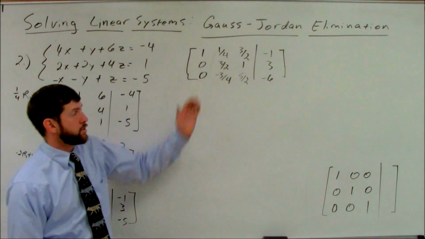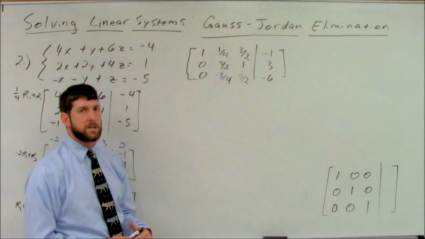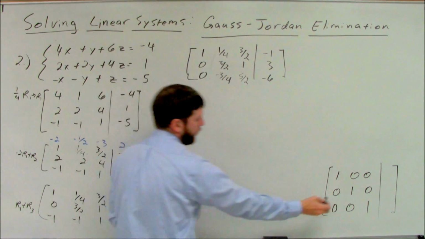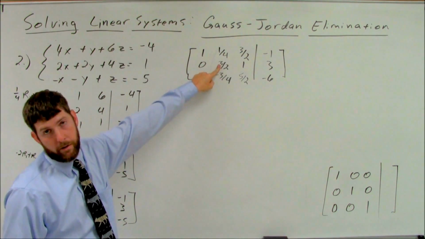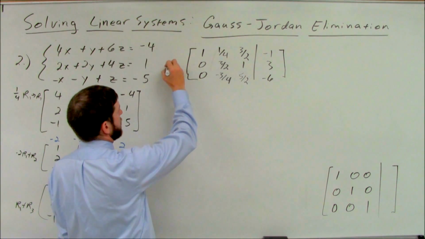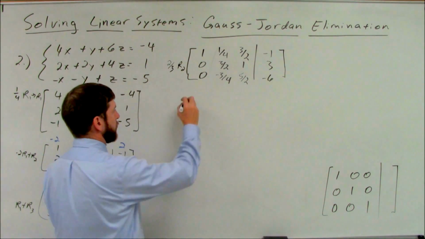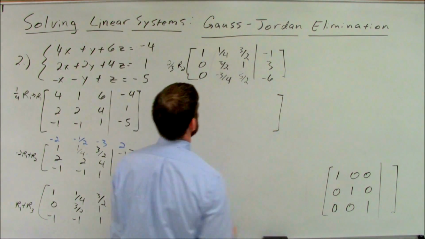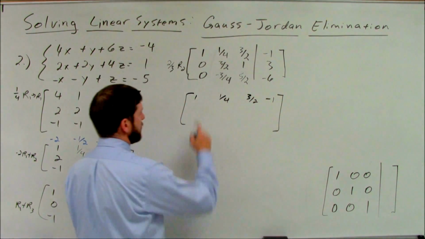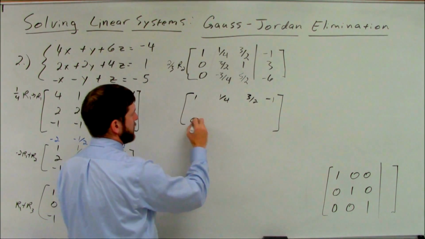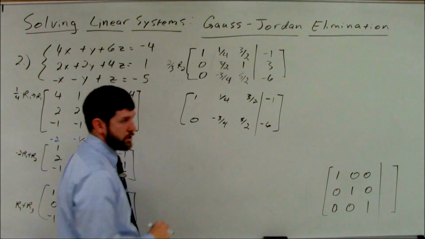All right, so we have finished row 1. Everything's good, right? Or column 1. Now we move to column 2. What's the pivot? The pivot is this middle. We need a 1 in the middle row. So we get that by multiplying by the reciprocal of that. So I'm going to multiply 2/3 times row 2 to get a new row 2. So row 1, not affected. 1, 1/4, 3/2, -1. Row 2 or row 3 not affected. 0, -3/4, 5/2, and -6. It's just my row 2.